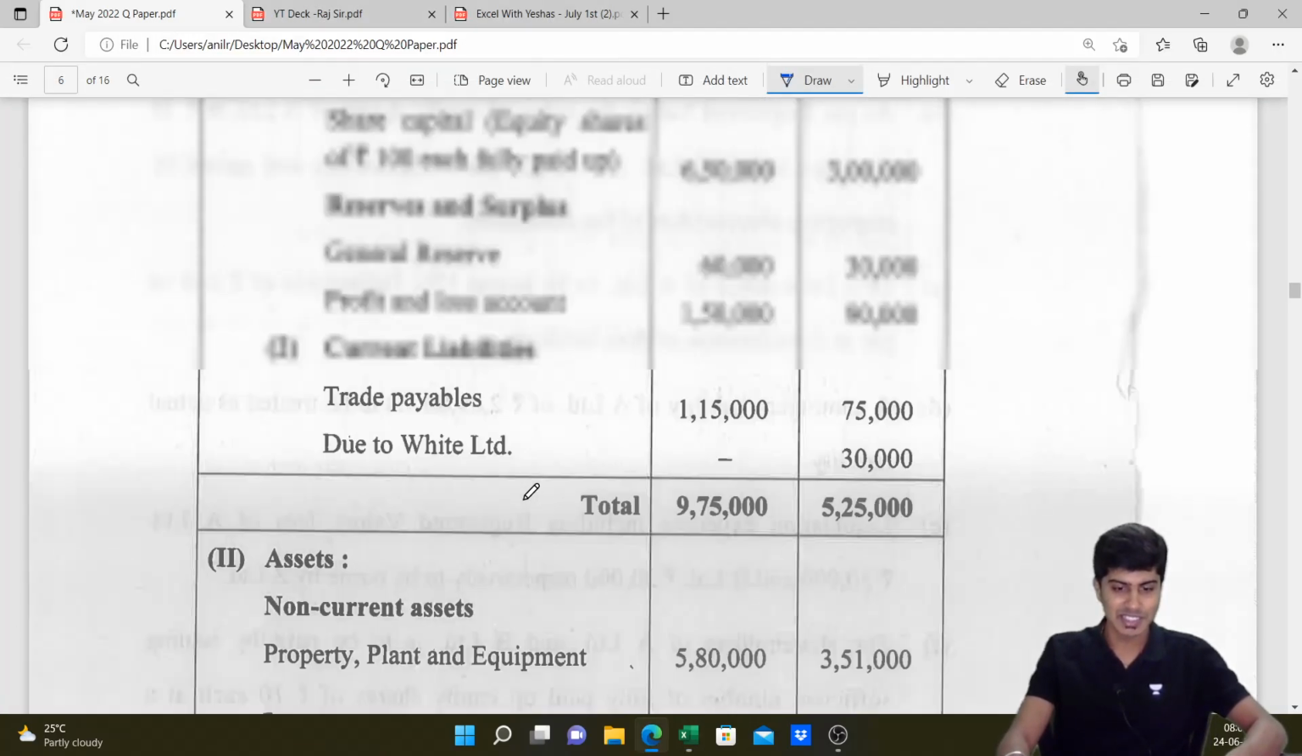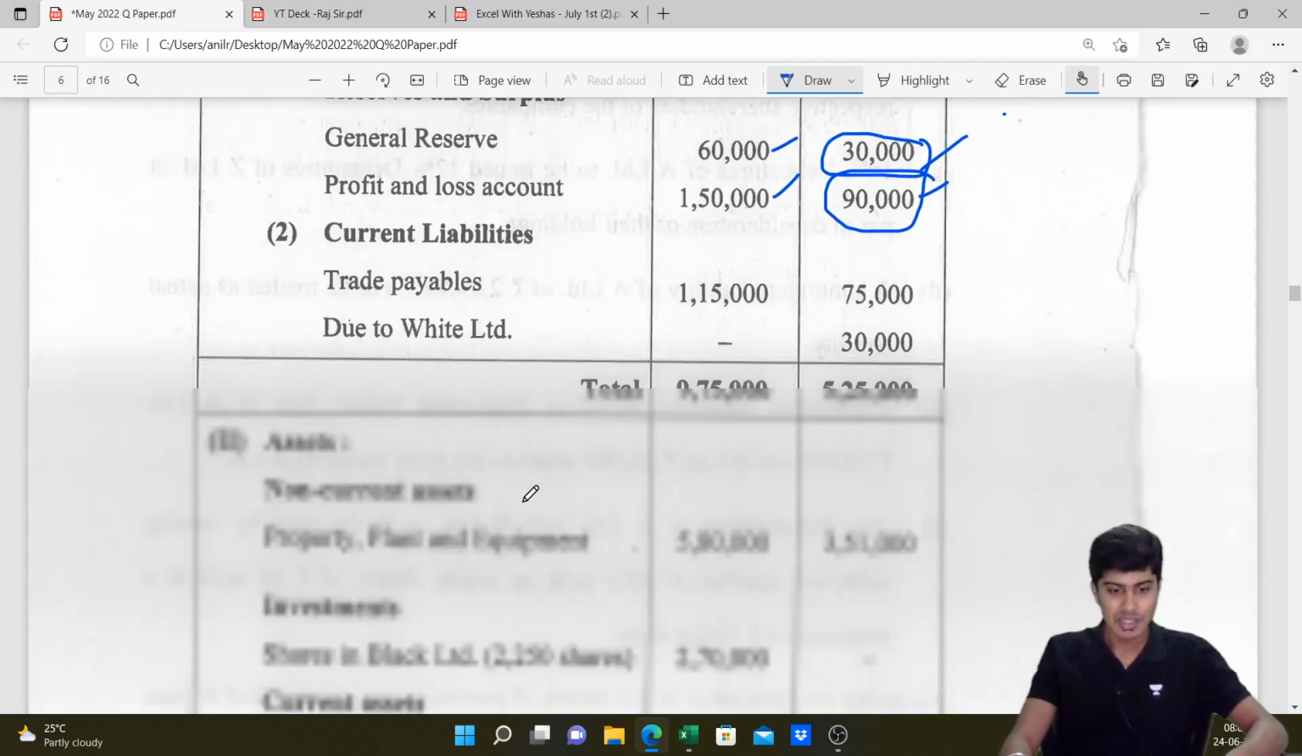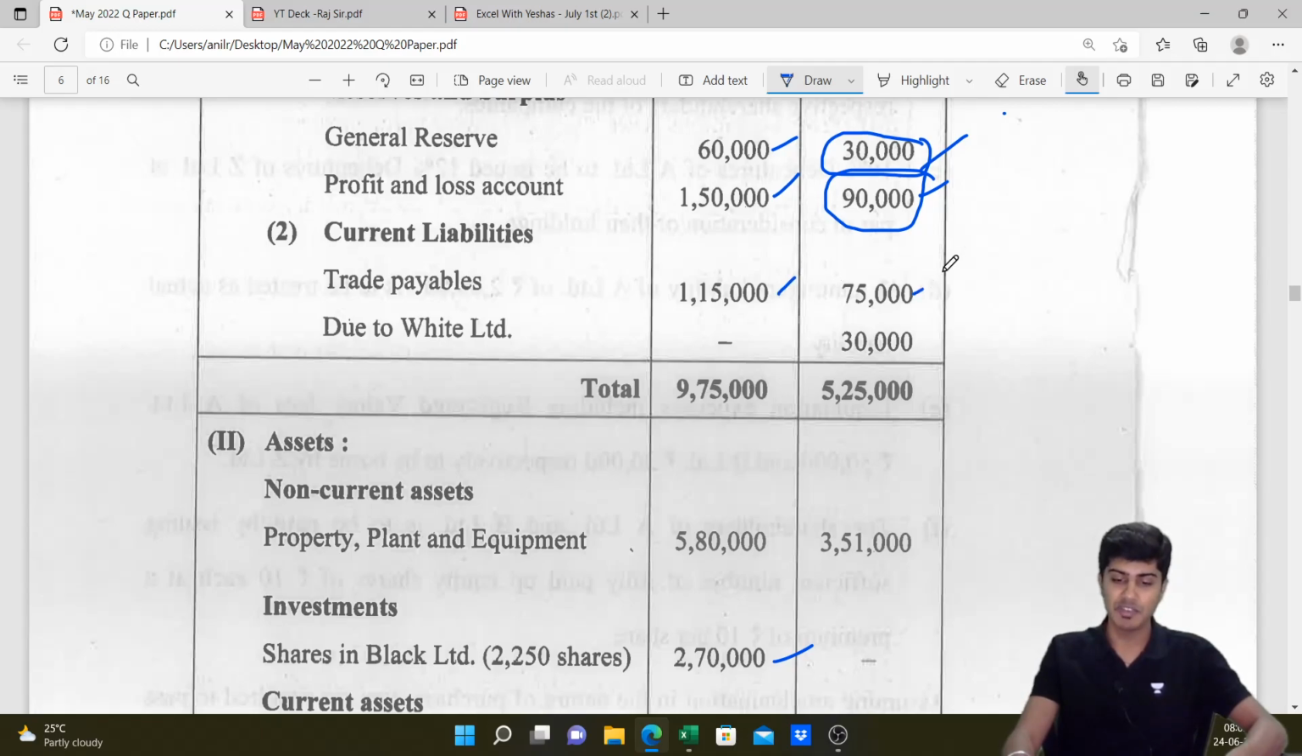Let's see what are the next items in the balance sheet. The next items in the balance sheet: trade payable 1,15,000 and 1,75,000.